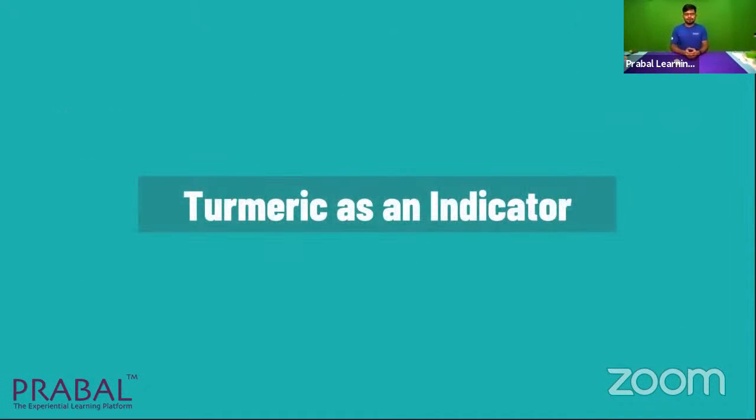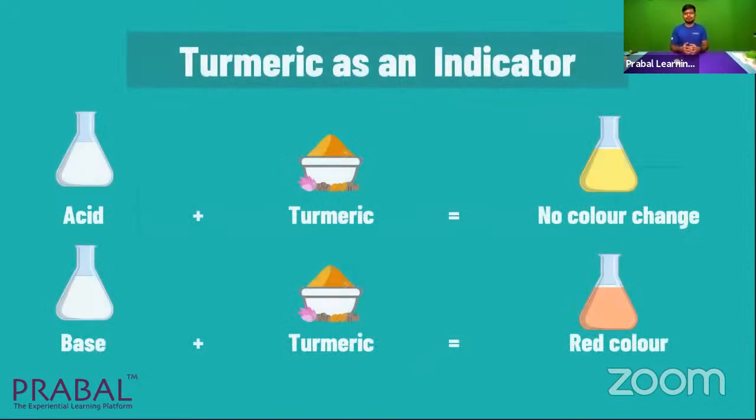We are going to talk and experiment with turmeric as an indicator. Yes, you can use the turmeric at home. This demonstration that I'm going to show you, you can try at home as well. It is very easy. All you need is some turmeric powder and a soap. Turmeric powder, when it reacts with acid, does not change color. It remains yellow. But when turmeric reacts with base, it gives a red color. This is how we can use turmeric to identify whether a particular solution is an acid or a base.